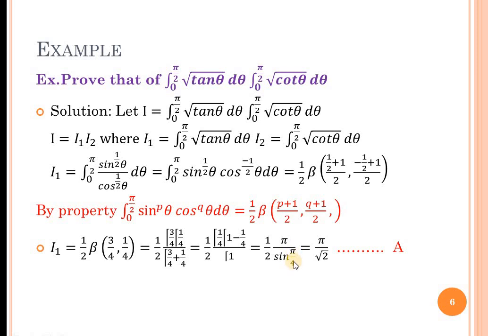So p is 1 by 4. Now we substitute: sine of pi by 4 has the value 1 upon root 2, and it becomes pi upon 1 upon root 2, that is root 2 pi, so with the 1 by 2 factor the answer becomes pi upon root 2. So here we find that I1 is pi upon root 2. I call this equation A.